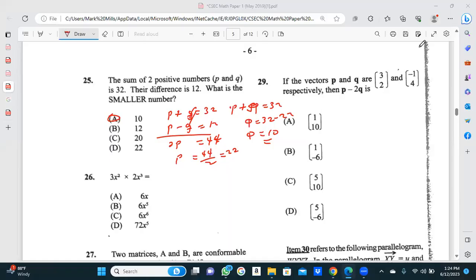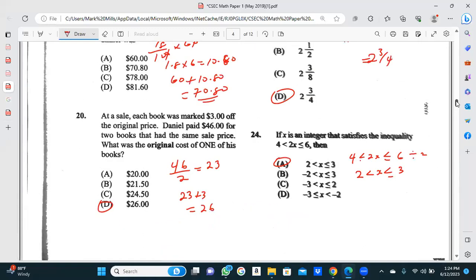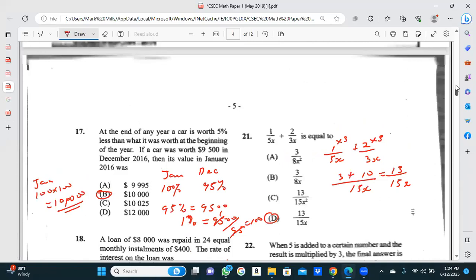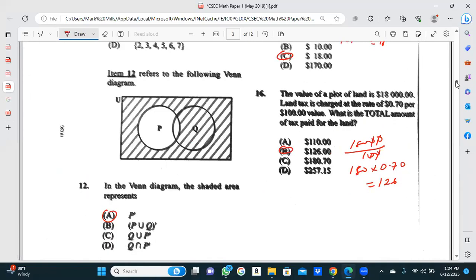You'd have worked it out. Recap, about 10 minutes ago. All right, so let me do a little bit of recap, starting from here. Number 16, the value of the plot of land is 18,000, charged at a rate of $0.7 per $100. What's the total amount of tax paid? So you see 18,000 divided by 100, then multiply by 0.7, you get 126. So that will be number 16.